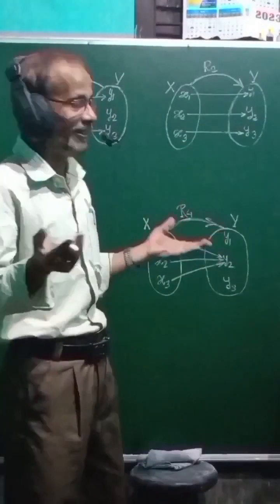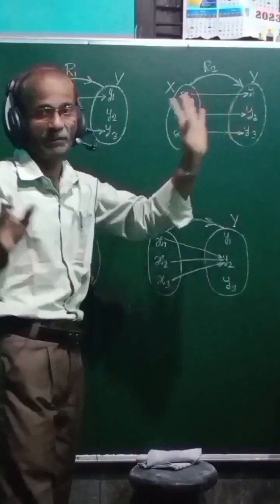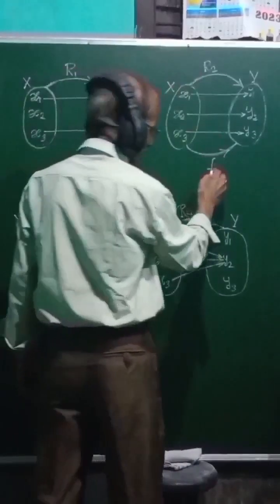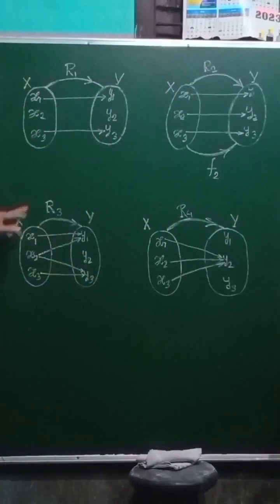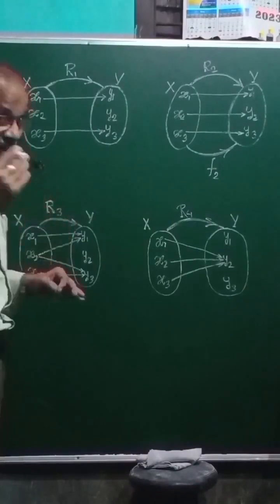It is very nicely understood that two conditions have been satisfied. This relation R2 can be called a function F2. So come to the R3 relation. X1, X2, X3, we see that all of them are connected. Okay, so the first condition is satisfied. Now justify the second condition.